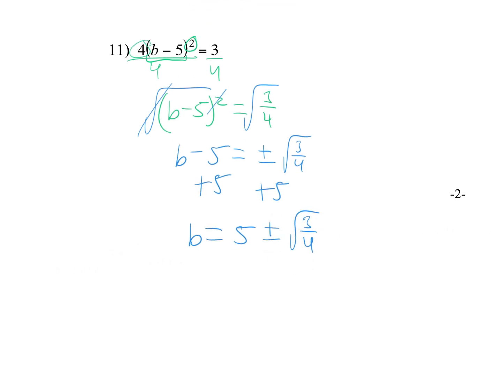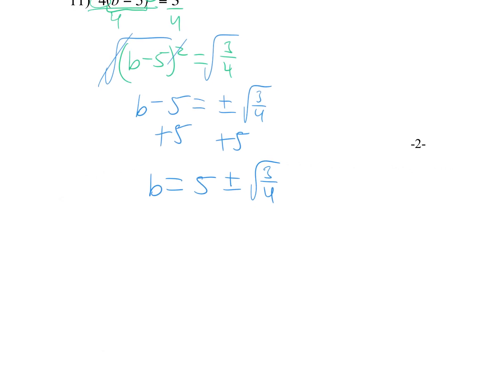And now you want to simplify the square root. Again, you cannot just leave it like this, square root of 3 over 4. This is the same as square root of 3 over the square root of 4, but the square root of 4 gets you 2. So that's going to get you 2. And then our final answer is going to be b equals 5 plus or minus the square root of 3 over 2.